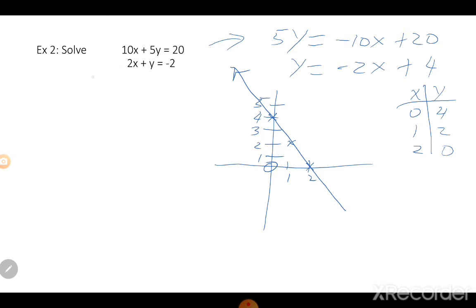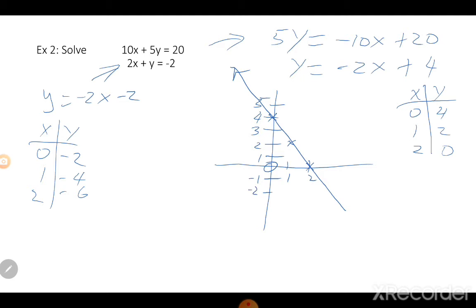And then let's take our second equation, also solve for y again. So we get y equal to minus 2x minus 2, right? So x and y. When x is 0, y is -2. When x is 1, that would be -4. When x is 2, y would be -6. So let's put in some values down below.